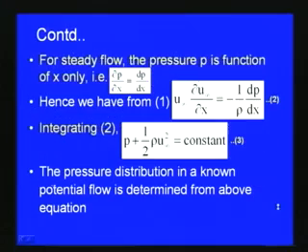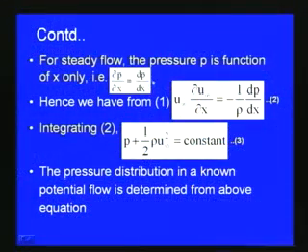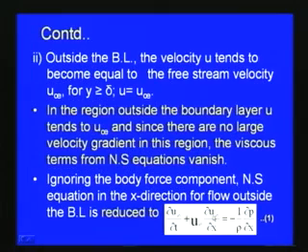This is the first equation. The earlier equation is for the transient condition. For steady state flow, del u by del t is equal to 0, and the pressure p is a function of x only, so del p by del x can be written as dp by dx. Hence from equation 1 we can write u infinity del u infinity by del x is equal to minus 1 by rho dp by dx, as in equation number 2. This is the equation outside the boundary layer.